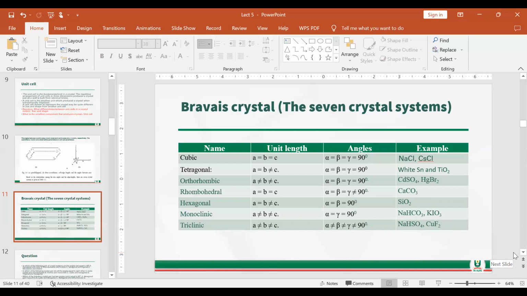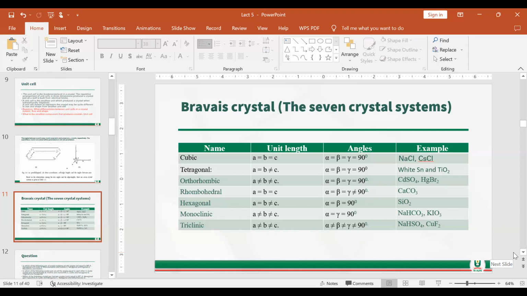The example we gave was sodium chloride. We shall see later that there are 3 different types of cubic crystal. We have the primitive cubic crystal, the face-centered cubic crystal, and the body-centered cubic crystal. But fundamentally you should know that for a cubic crystal, all the sides are equal, and the 3 basic angles are also equal. Then the next one is the tetragonal crystal.